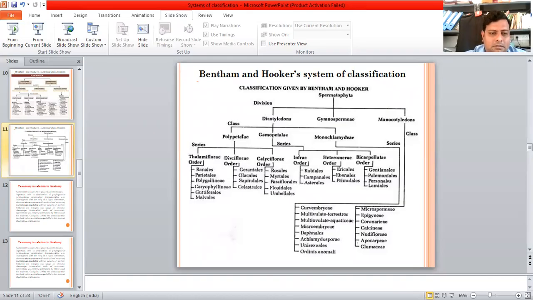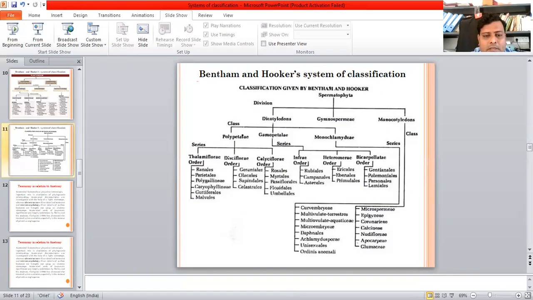So, discussing the subclass Gamopetalae, the flowers are usually with two distinct whorls of perianth. The segments of the inner whorl of corolla are fused. It is further divided into the series Inferae, Heteromerae, and Bicarpellatae.